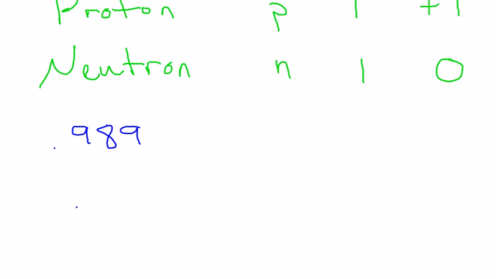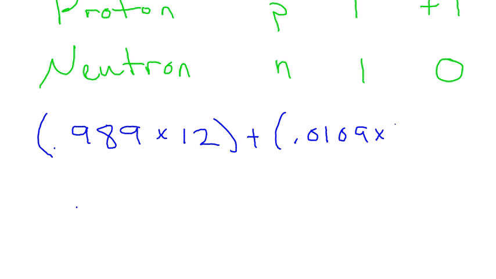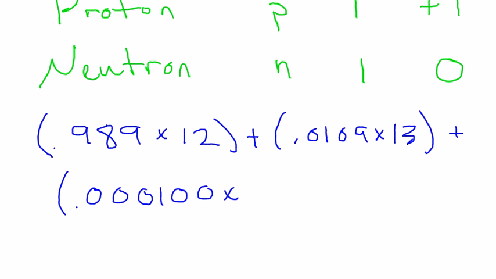0.989 times 12, plus the second piece there, 1.09% of carbon has a mass of 13 amu, so 0.0109 times 13. And then plus, and I'm going to have to scoot down to the bottom here, plus 0.0100% of carbon has a mass of 14 amu. So now we're at 0.000100 times 14.